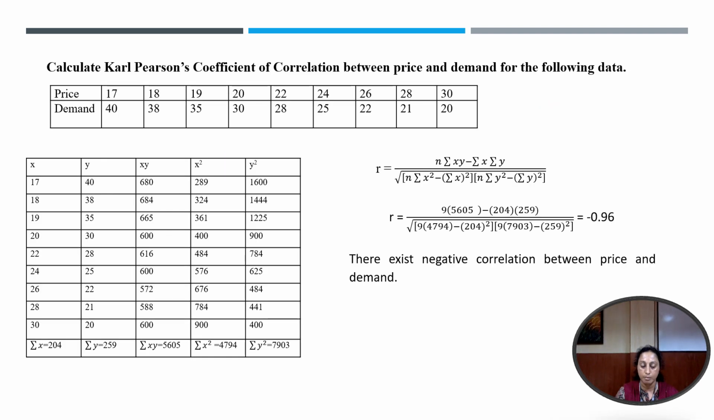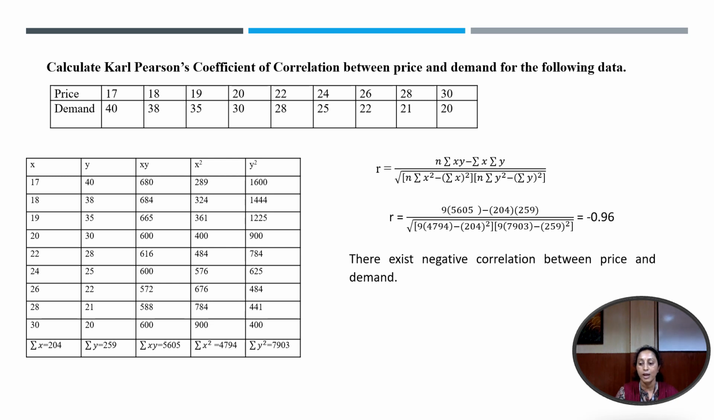Let me take another example. In this example, we have price and demand. Here let us represent x as the price and y as the demand. Let us find x into y, similarly x square and y square, and then add up the totals of all the values, substitute them in the correlation coefficient formula, calculate, and we get the answer as minus 0.96.